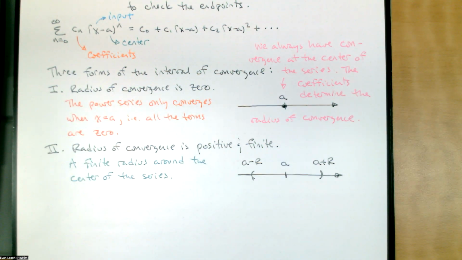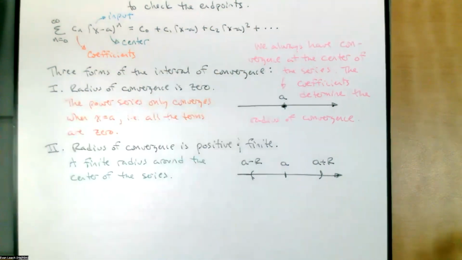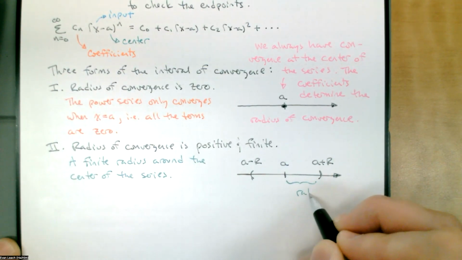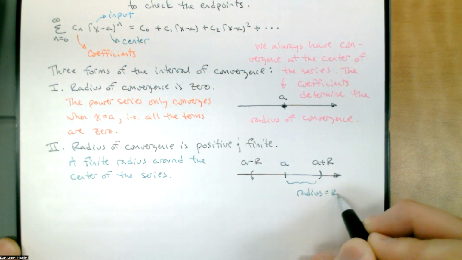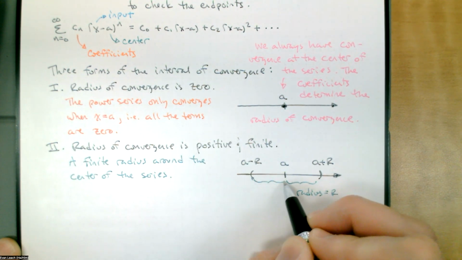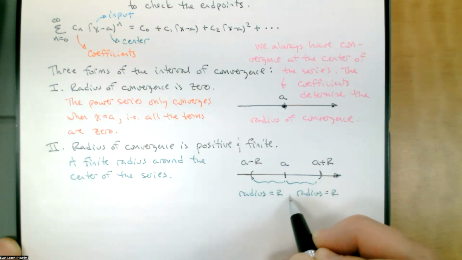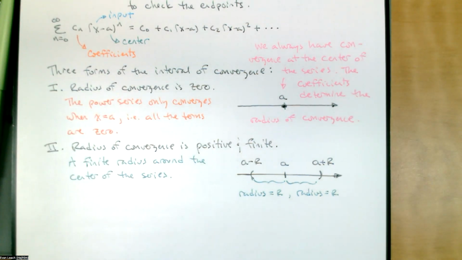So we always get the center. Here we have some finite radius around the center. It's symmetric. We get R on the left and we get R on the right: a minus R, a plus R. We get everything in between. So we get plus R and minus R, a finite radius around the center.